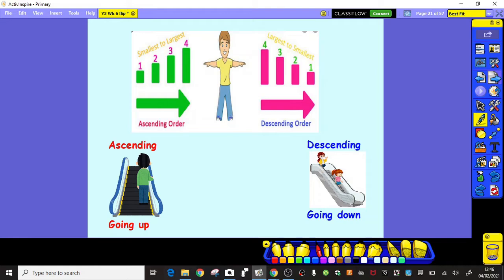Ascending order means from smallest to largest, and the way that I always remember that is that ascending starts with an A, and that's the first letter of the alphabet. So that means we have to start at A and go up from there. And here we've got a picture of a man on the escalator going up. Descending order just means largest to smallest, going down. So counting down 4, 3, 2, 1, ascending 1, 2, 3, 4.